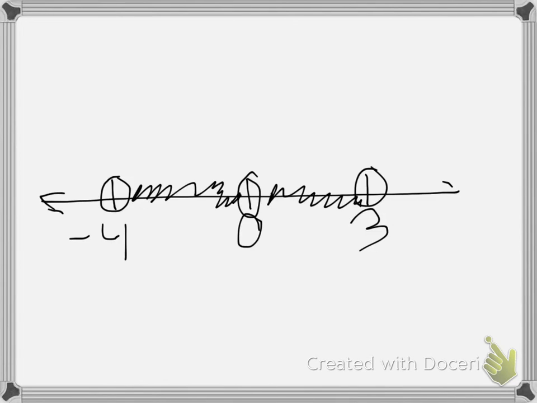And then how would you write this? If I asked you to, how would you write this in interval notation? Well, it would be negative 4 to 0, union 0 to 3.